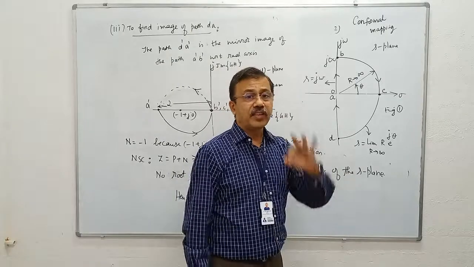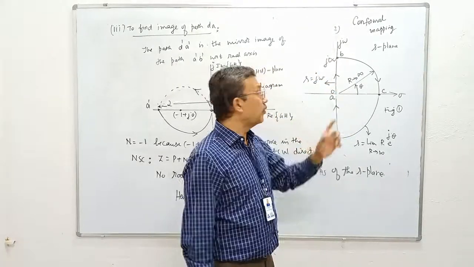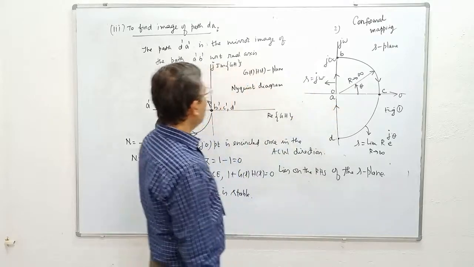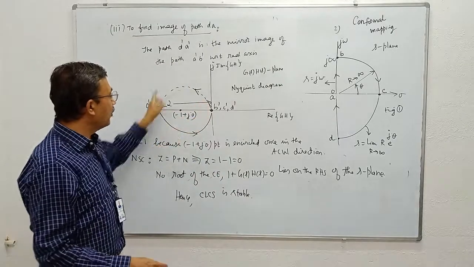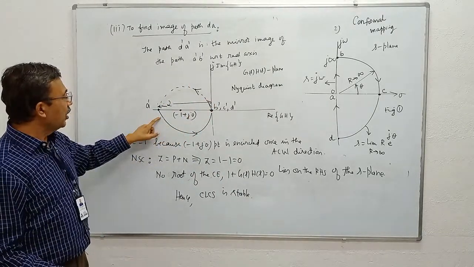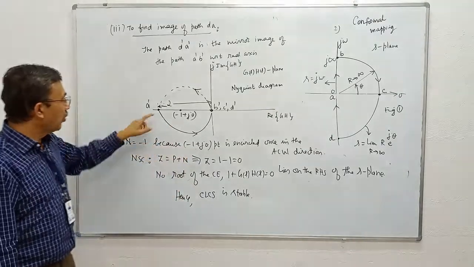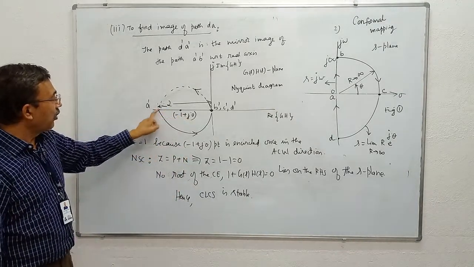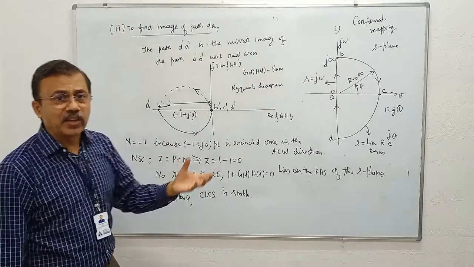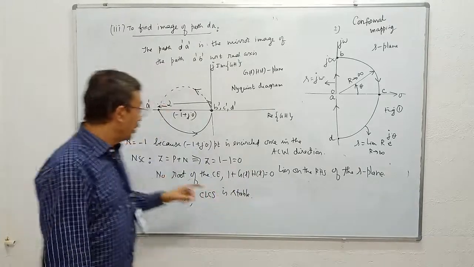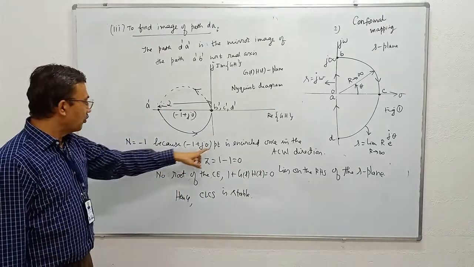The semicircle has three sections, AB, BCD and DA. Get the images of these sections in G of S, H of S plane. Connect these images and get a diagram called Nyquist diagram. In this diagram, see whether -1 plus J0 point is encircled. In the present problem, -1 plus J0 point is encircled once in the anti-clockwise direction. Anti-clockwise encirclements are negative. Clockwise encirclements are positive. N is equal to -1.